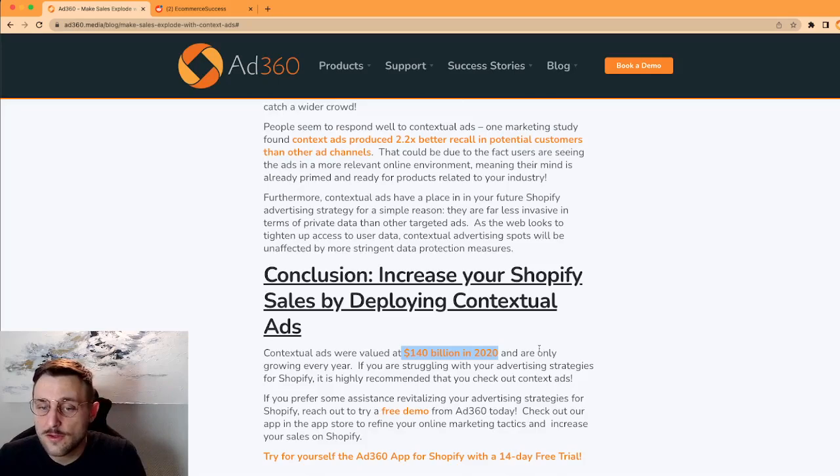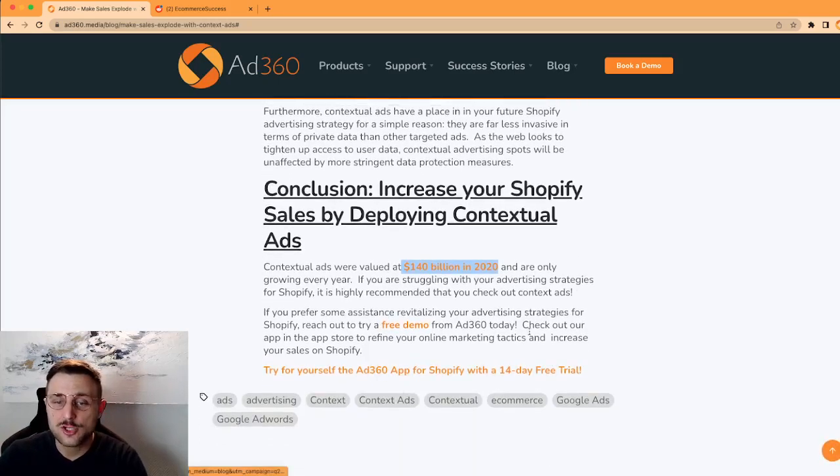The thing is, very few businesses, especially e-commerce businesses, use these tactics, because before that they didn't have a proper and easy way to access these websites and find the relevant websites to advertise on. And now this is over. There is a solution. You can use the Ad360 app for Shopify, and even if you're not on Shopify, you can still work with us.